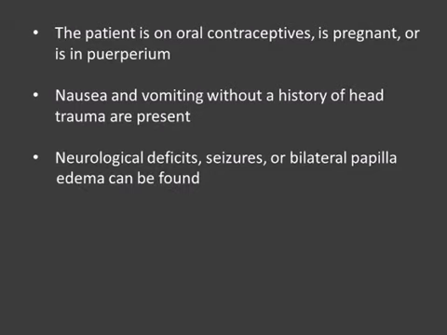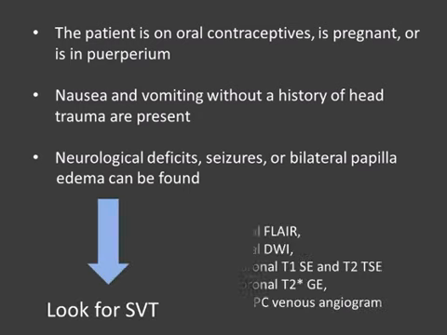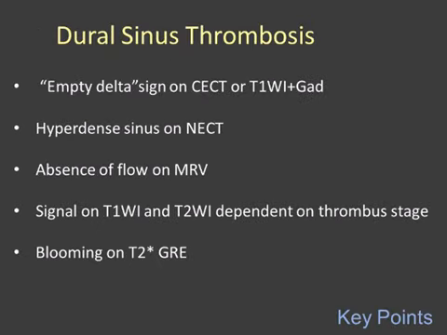So again, if the patient is on oral contraceptive, if this patient is pregnant or after pregnancy, and the patient presents with nausea and vomiting without a history of head trauma, has neurological deficits, maybe even seizures, then think of a sinus or look for sinus thrombosis and do the sinus thrombosis protocol, which would include axial FLAIR, diffusion, coronal T1 and T2, some T2 star sequence, and of course, venous angiography.